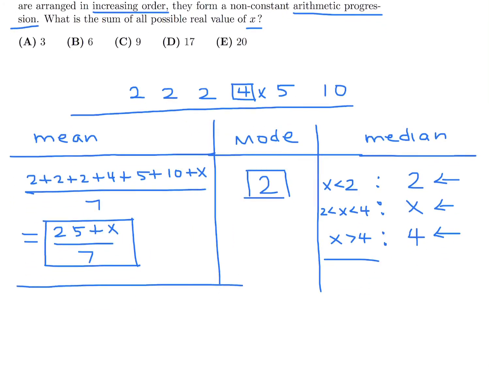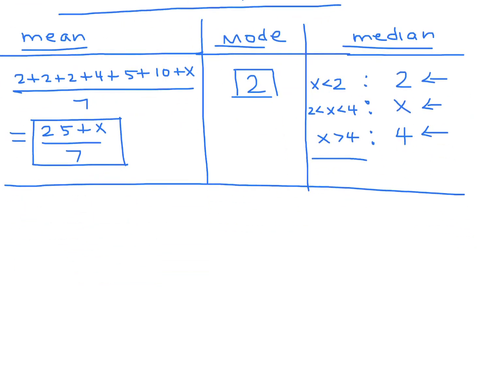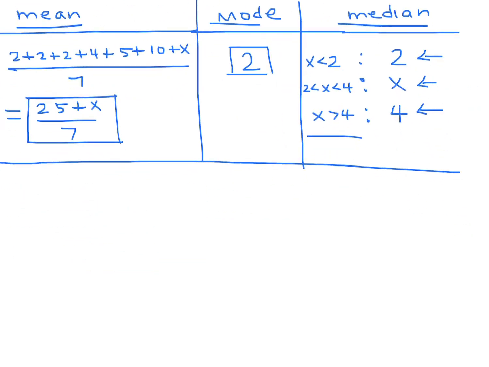So now we have to talk about arranging these numbers in increasing order. Right? That's the next step. These 3 values for mean, median, and mode are arranged in increasing order. So let's start with the first scenario right here, when x is less than 2. So the median is 2, the mode is 2, and the mean is 25 plus x over 7. Increasing order, right? So we have median, mode, and mean.